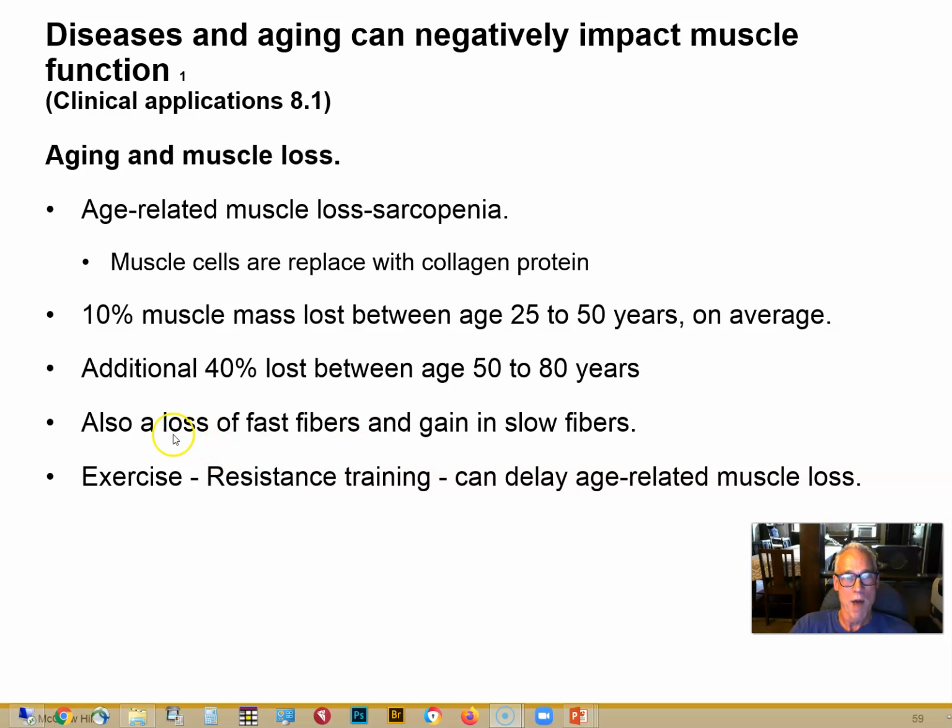It turns out also, as we age, more and more slow fibers are represented in the muscle. They sort of are sustained for a longer period of time. So slow fibers produce less specific tension. We have less strength.